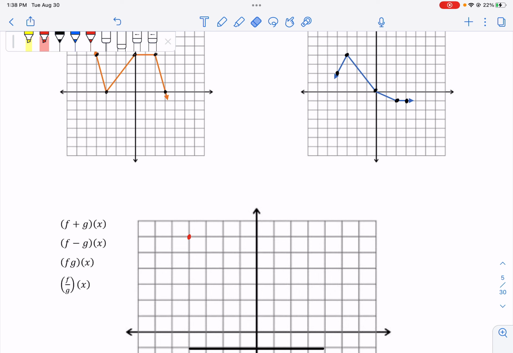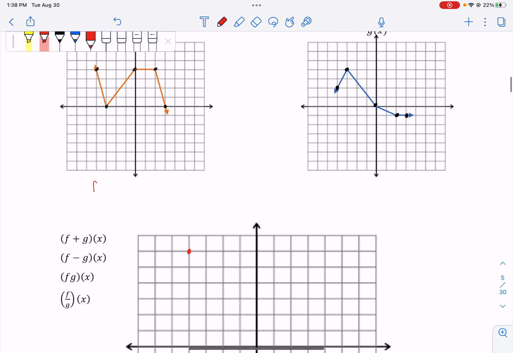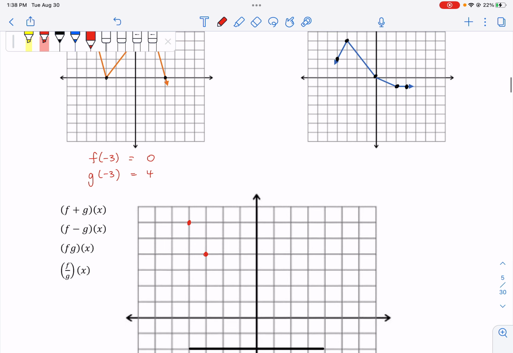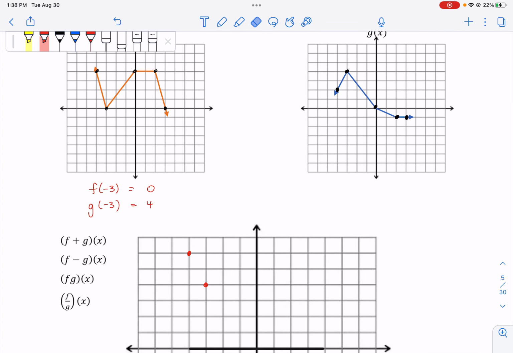Then we look at our next point. Oh, -3. f of -3 and g of -3. f of -3 is 0. g of -3 is 4. So if you add them together, 0 plus 4, that's 4, which is right here, at the x is equal to -3 line. Your next one is over here.